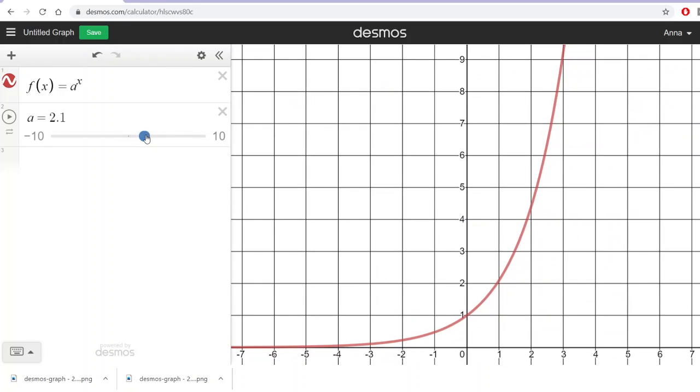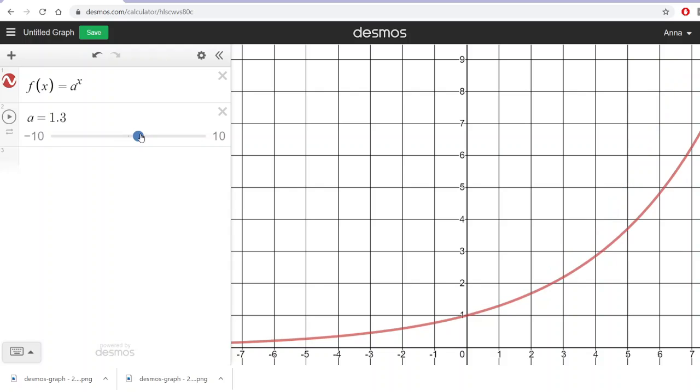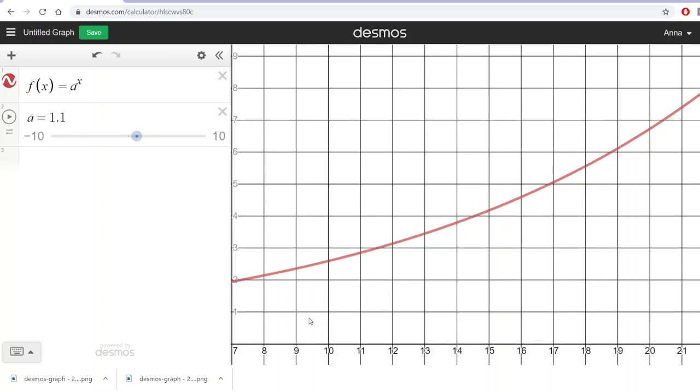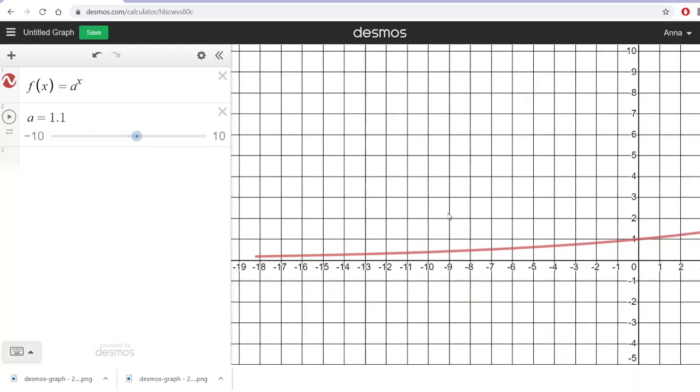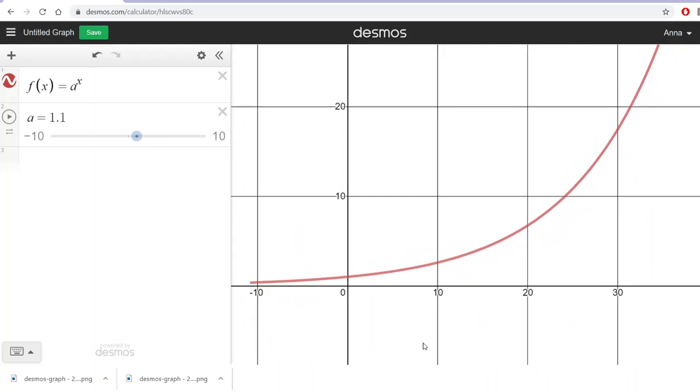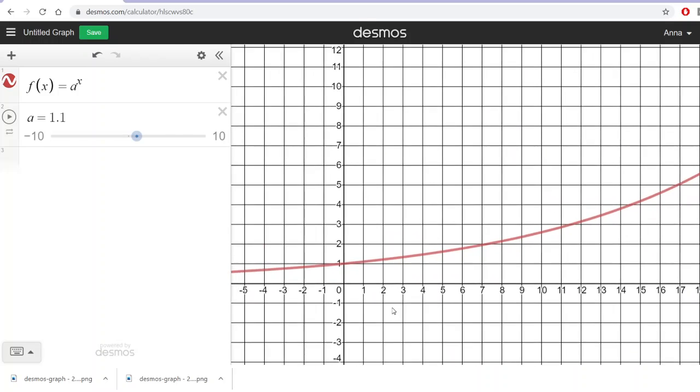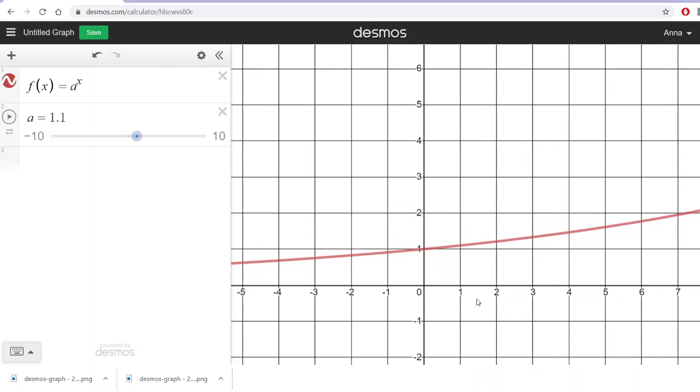And notice how the graph just gets steeper and steeper, right? The bigger the base is, the steeper the graph is going to get. But as long as a is bigger than 1, it always has the same shape. Even if I go down to a = 1.1, it still goes up to the right and it eventually flattens down to the left. So as long as your base is bigger than 1, it's always going to have that same basic shape.